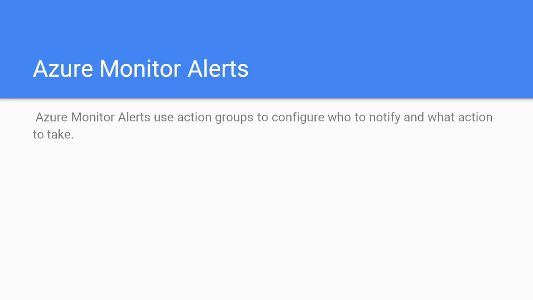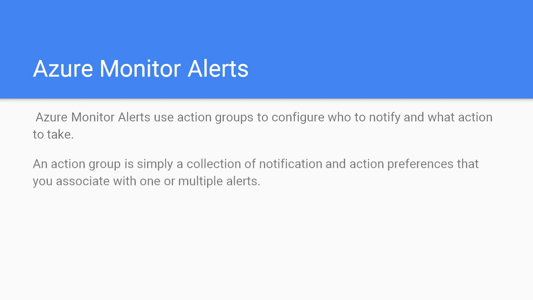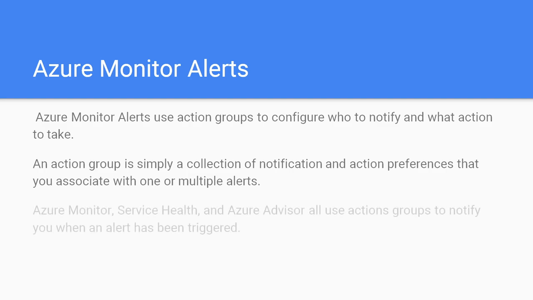Azure Monitor alerts use action groups to configure who to notify and what action to take. An action group is simply a collection of notification and action preferences that you associate with one or multiple alerts. Azure Monitor, Service Health, and Azure Advisor all use action groups to notify you when an alert has been triggered.